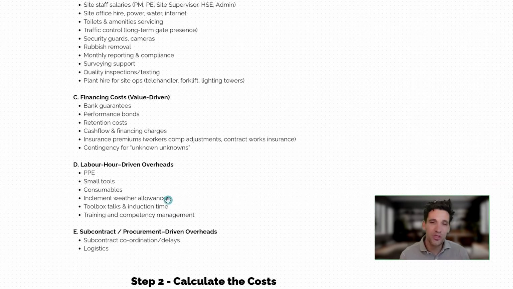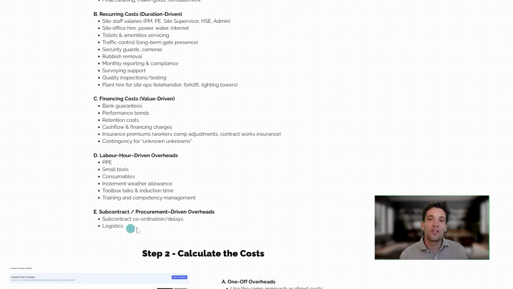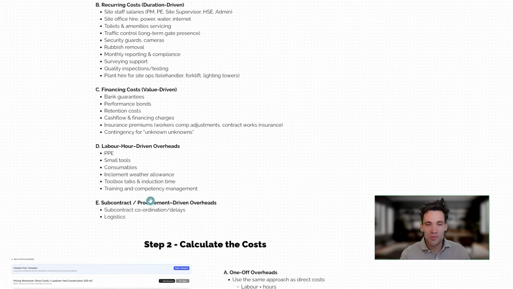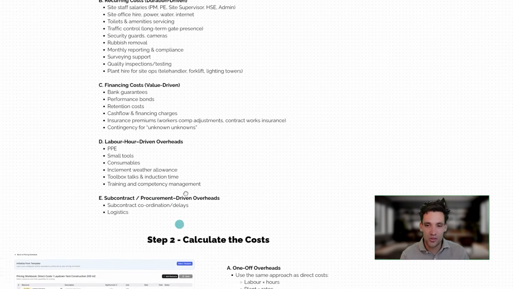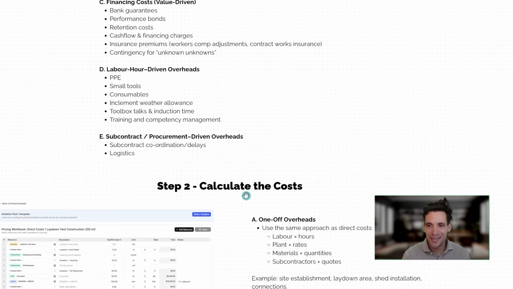And you've got your labor-driven costs. So this would be things like personal protective equipment, small tools, consumables, inclement weather allowance, toolbox talks. Then finally, subcontract-driven costs. The biggest one here would be subcontract coordination, a risk allowance, which would be done on the percentage of overall subcontract costs. Or if you're getting a lot of big deliveries, your logistics costs would be a function of when all these deliveries are happening.